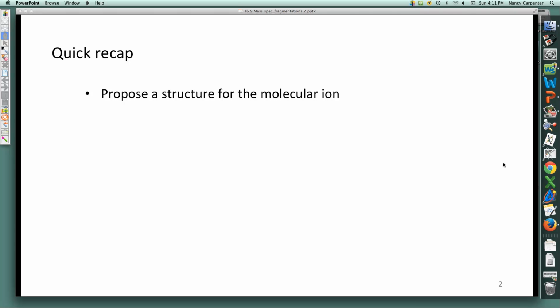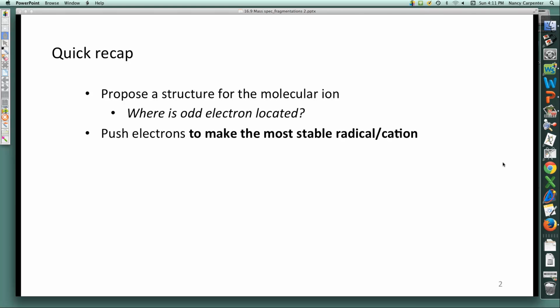Really, the most important thing you can do is figure out where that odd electron is located. That allows you to propose a structure for the molecular ion and gives you a starting point for your fragmentation mechanism. Once you've got that odd electron located, you can push electrons, draw electron movement arrows, and fragment that molecule in such a way that some kind of stable fragments result. What's stable? Well, you know tertiary is more stable than secondary, which is more stable than primary. And boy, delocalization of the charge or the radical beats everything.